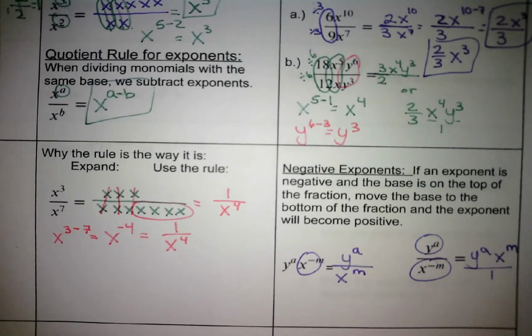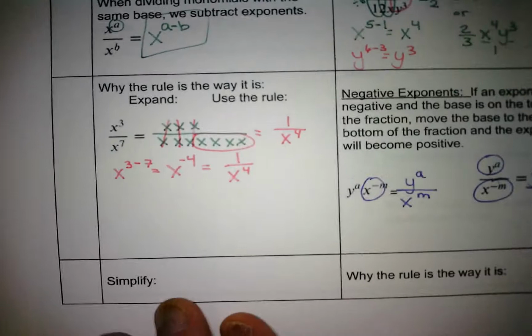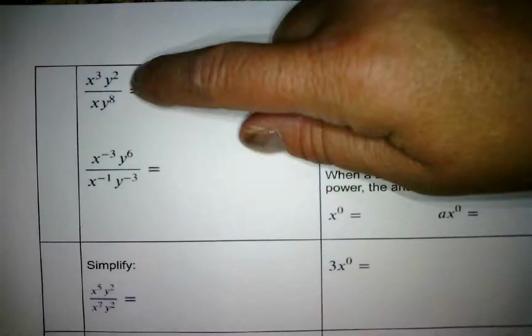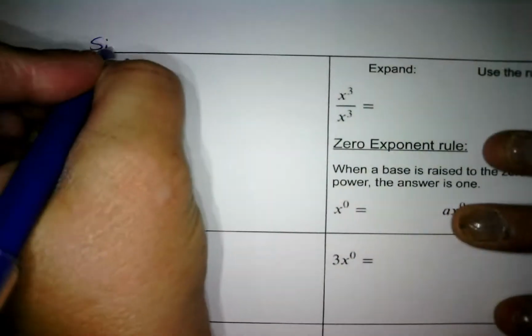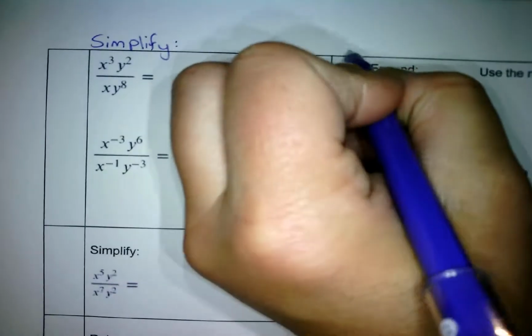I'm sorry, I don't know why this printed this way, but let's take a look at the next rule. The next rule is the zero exponent rule. Oh, we're not done with this one. We have to do some examples first. Sorry. So this one is simplify. And then this one is y. And this is the next rule. So let's finish our negative exponent rule.